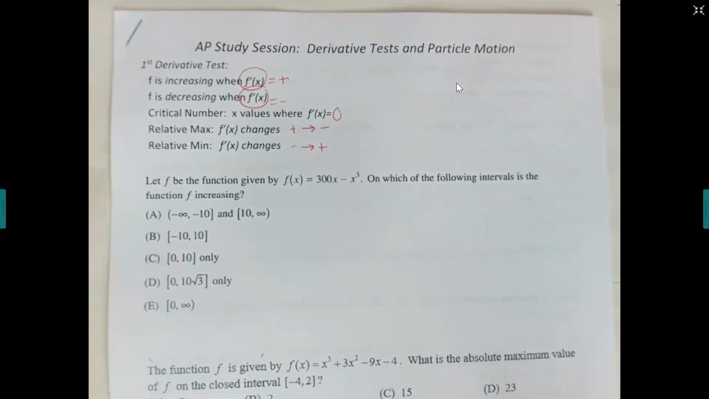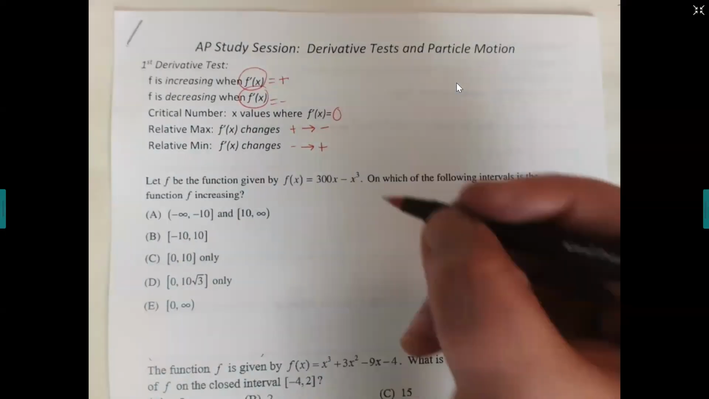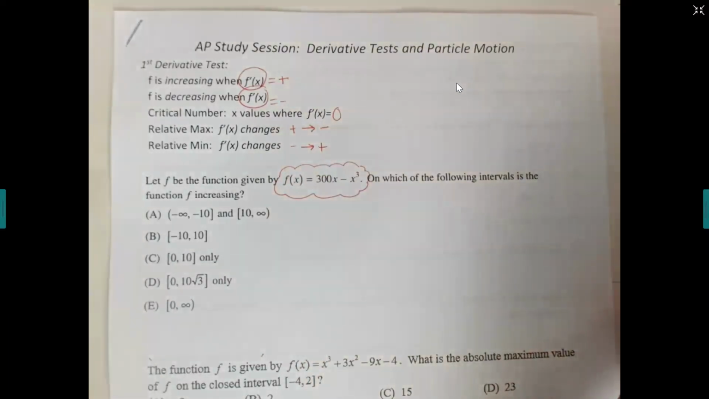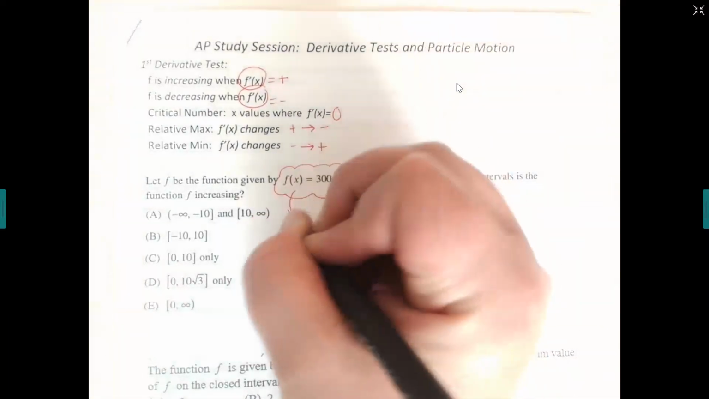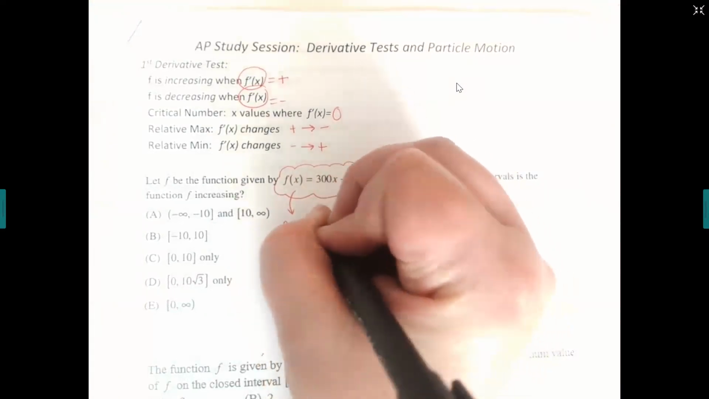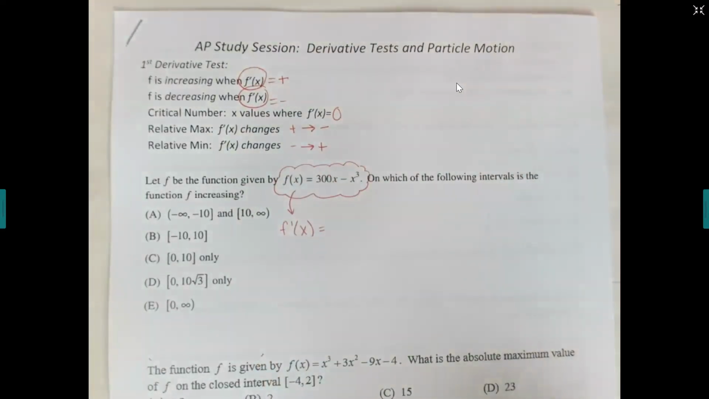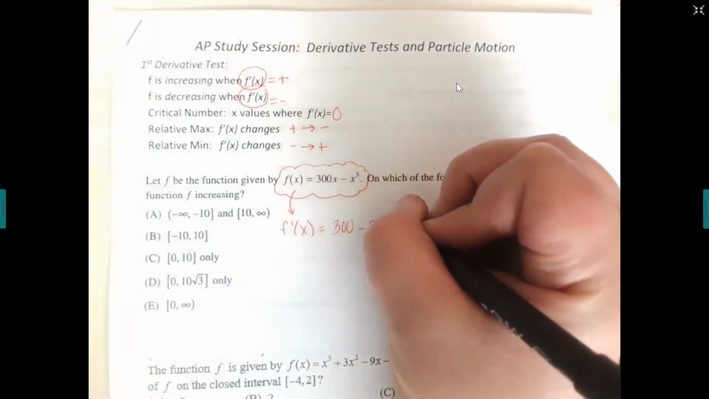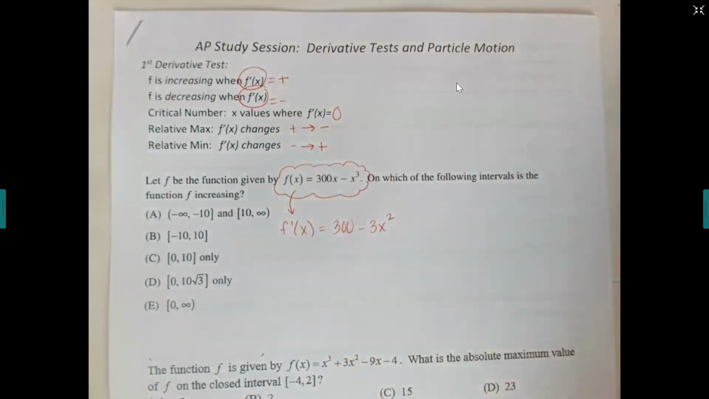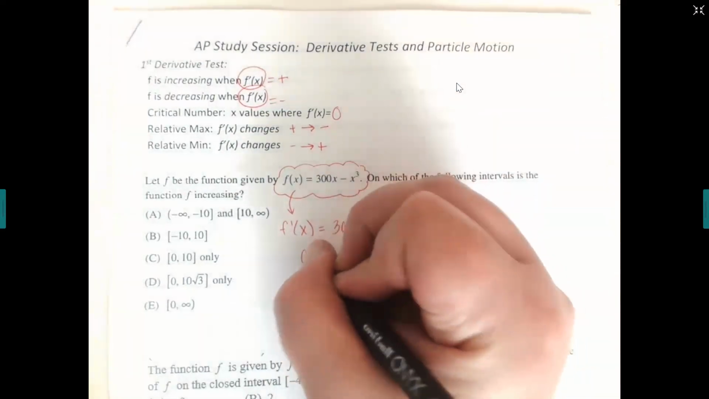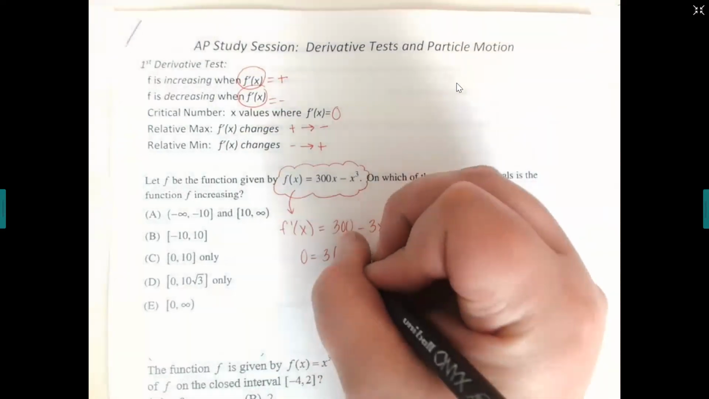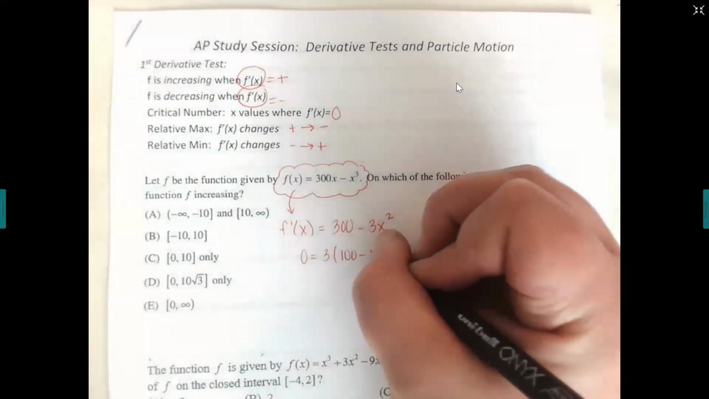So take a look at the first one. Okay, they give us F. That means that we want what? F prime. So what would the derivative be for 300x minus x cubed? 300 minus 3x squared. Yep. Okay, then from there, take out the GCF. So I'll take out a 3. And that gives me 300 would drop to 100 minus, that'd just be an x squared.